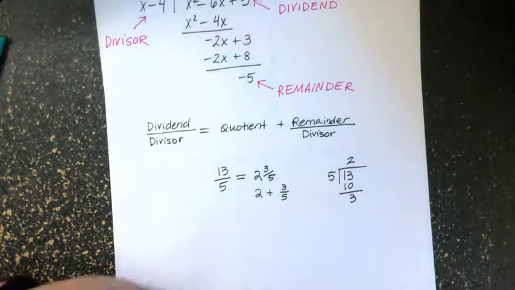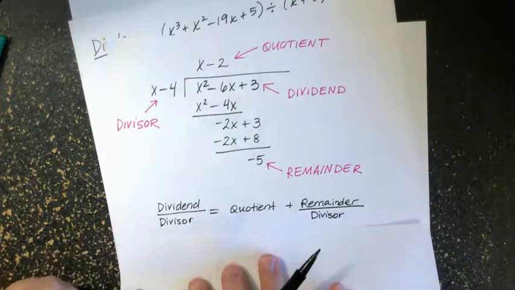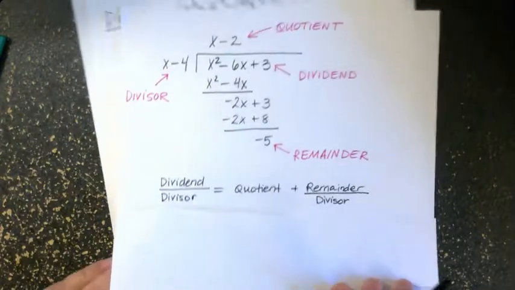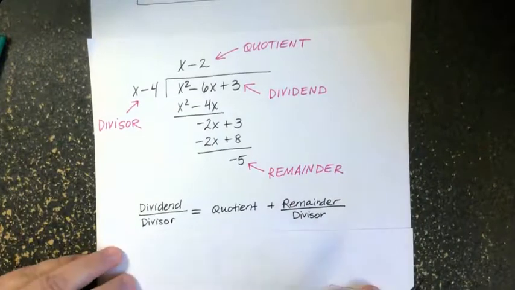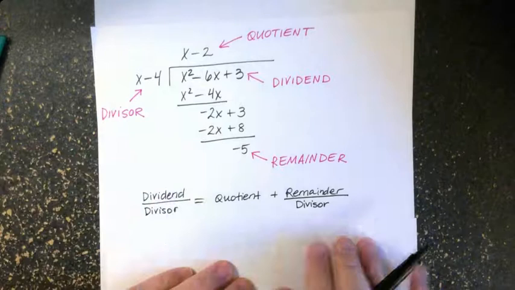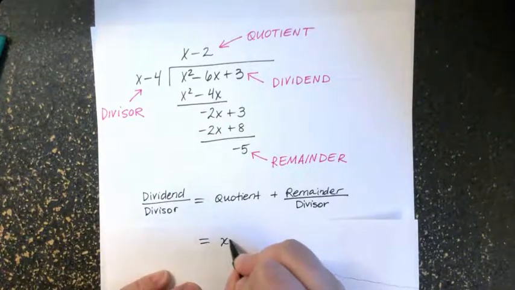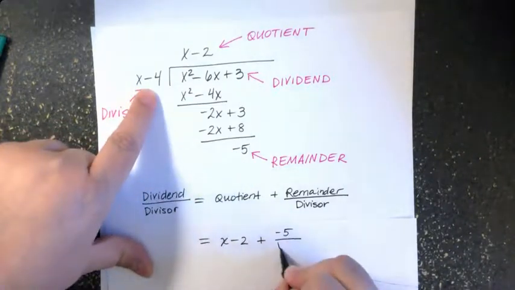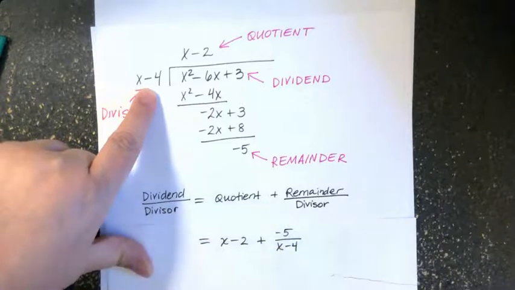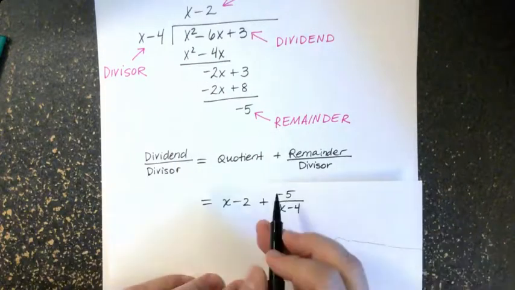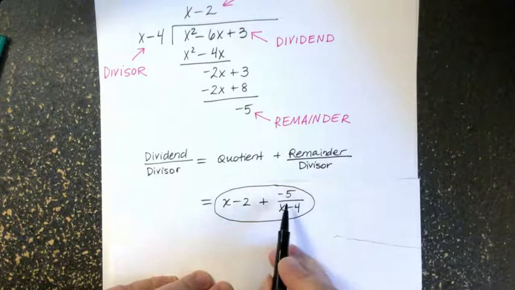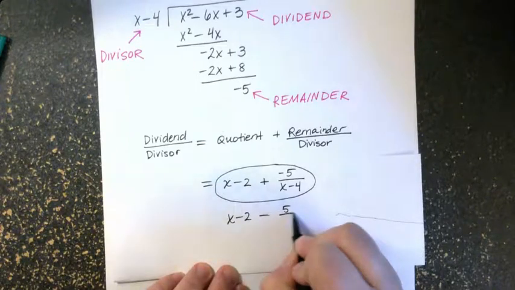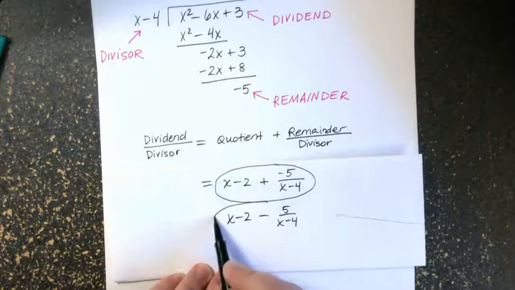So sometimes we do that with polynomials. Like for instance here, if you're asked to rewrite your answer that way, the way I would write this particular answer, let me move this other stuff out of the way, is I would say, okay, my answer for this problem is x minus 2 plus negative 5 over what I was dividing by, which is the divisor, x minus 4. So that's how I would express that answer. Because it's a negative here, you could write this as a minus. You could say x minus 2 minus 5 over x minus 4. That's another way to write the same thing.